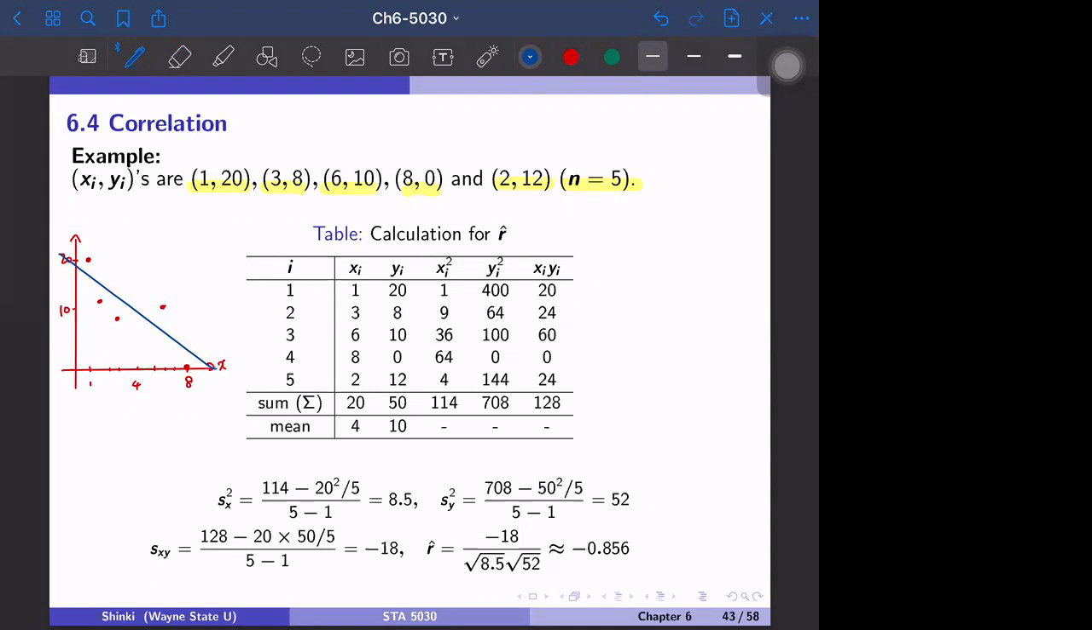So we want to calculate this. The xi values are 1, 3, 6, 8, 2, and the y values are 20, 8, 10, 0, 12. Taking the summation, we get 20 and 50. The mean is 4 and 10, because we have 5 observations: 20 divided by 5 is 4 and 50 divided by 5 is 10. So 4 and 10 is the center.